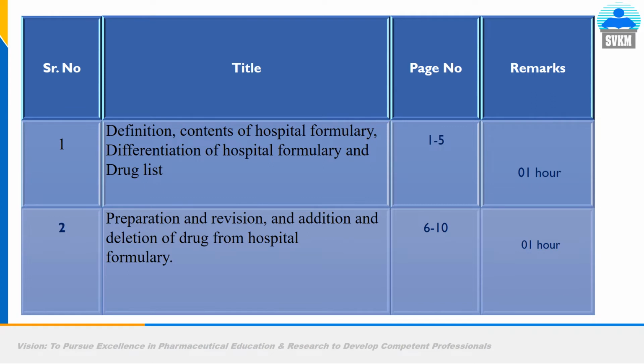In the learning objective, we are going to cover two important components. In the first component, after successful completion, the student will be able to understand the definition of hospital formulary, contents of hospital formulary, and differentiation of hospital formulary and drug list. In the second component, you will understand and learn the preparation and revision protocol for hospital formulary, and the addition and deletion protocol of drugs from the hospital formulary.